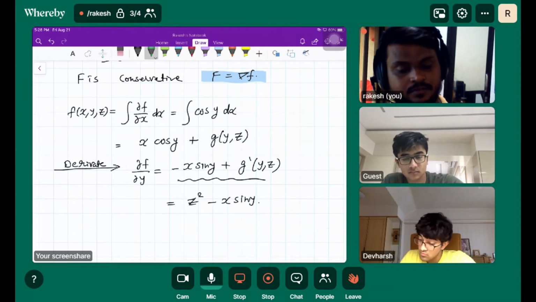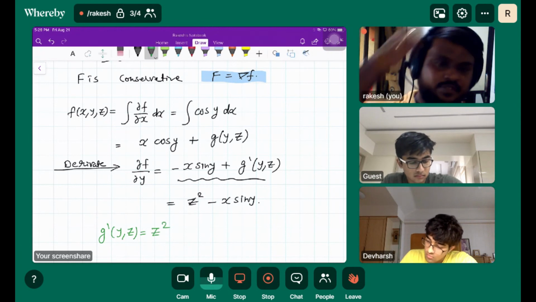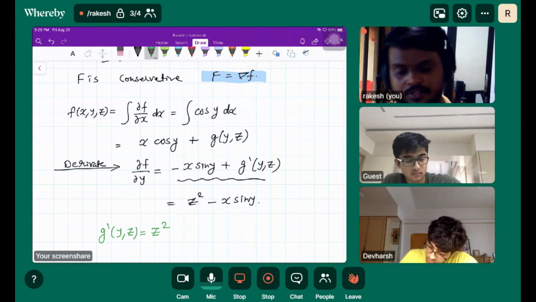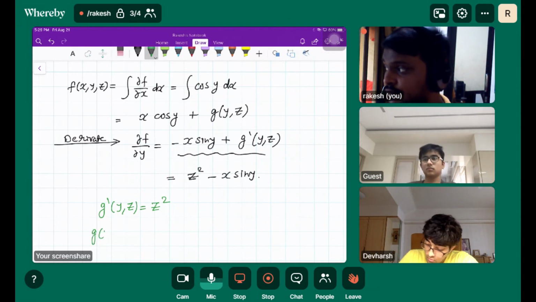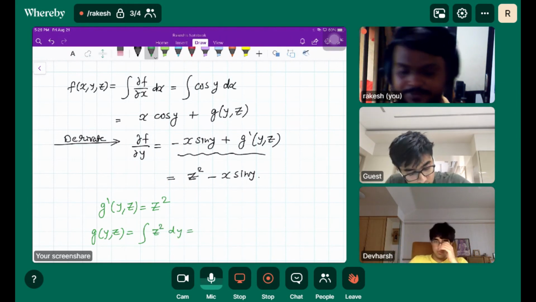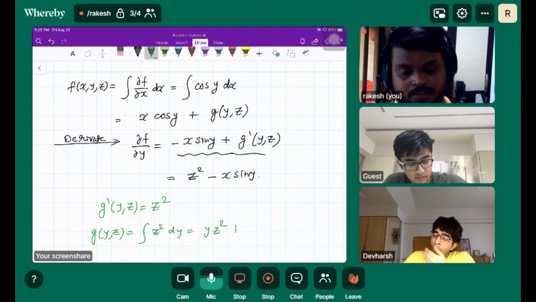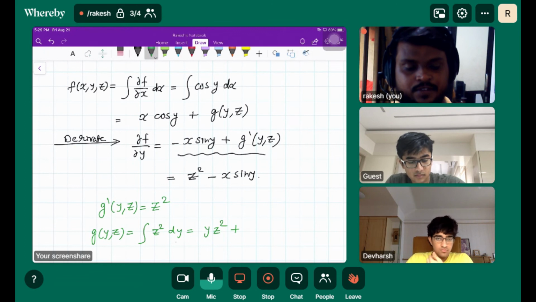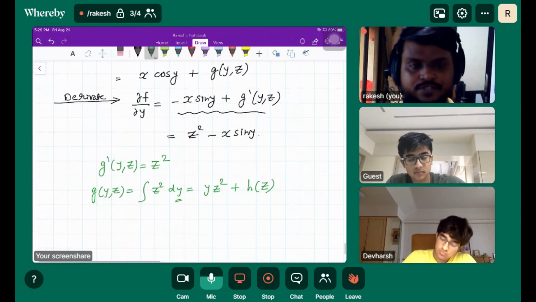So what do we get after equating? We get g dash y comma z is equal to z square, right? Now can we find out g of y comma z? So to find out g of y comma z, we'll integrate this with respect to y. So that will be y z square plus, we have integrated with respect to y, so h of z, we'll choose another term to represent the constant function, which is h of z.